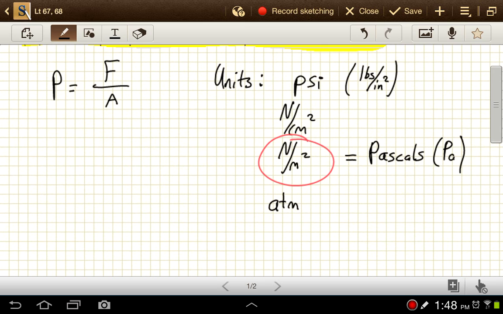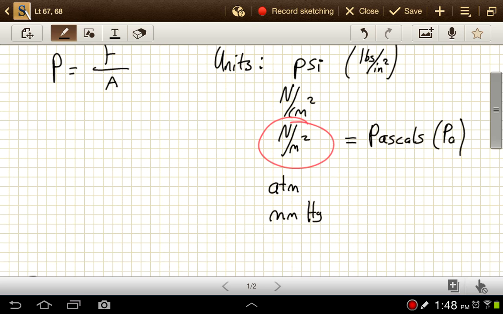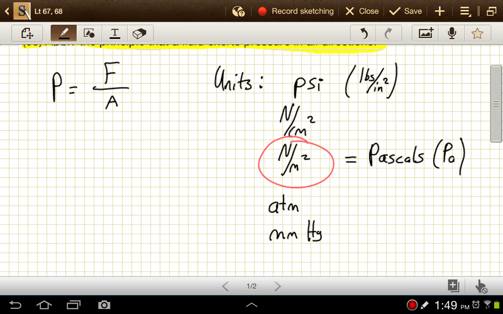Atmospheres of pressure, ATMs of pressure. That one just relates the amount of pressure to the amount of air pressure at sea level. They have some very precise ways to define this, but basically the pressure in the room that you're in right now is probably at about 1 ATM, one atmosphere of pressure. We might also see millimeters of mercury or inches of mercury sometimes. Those ones won't be as common, but you might have to deal with some of those as well.